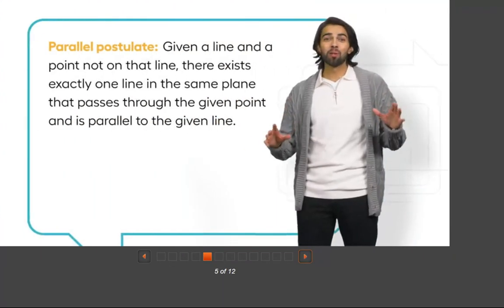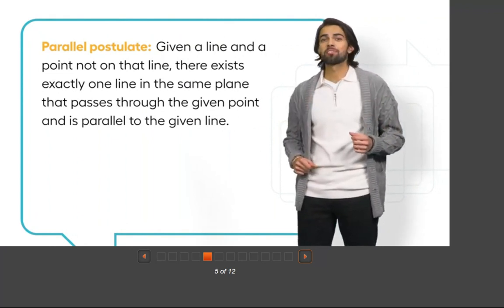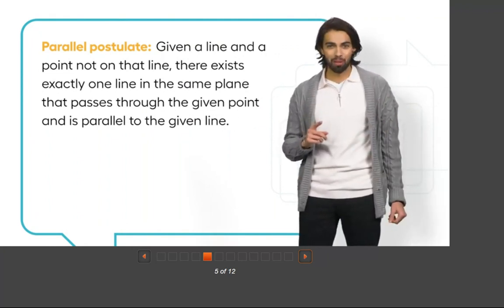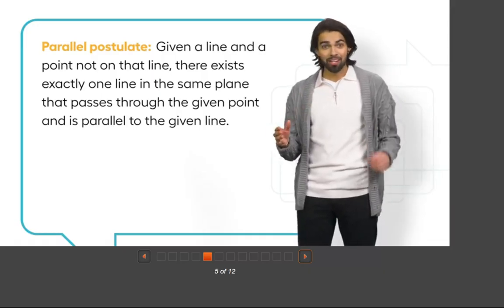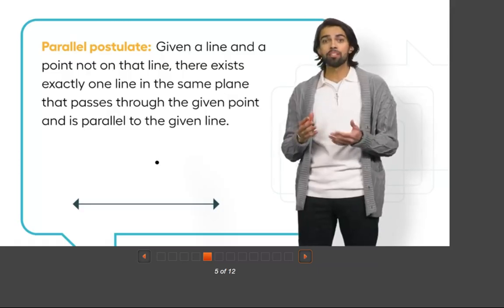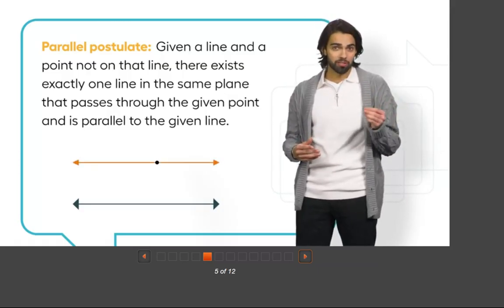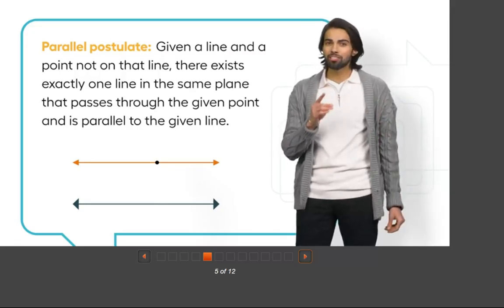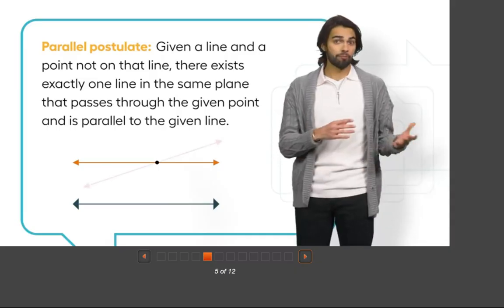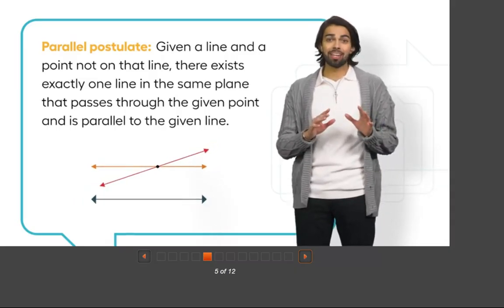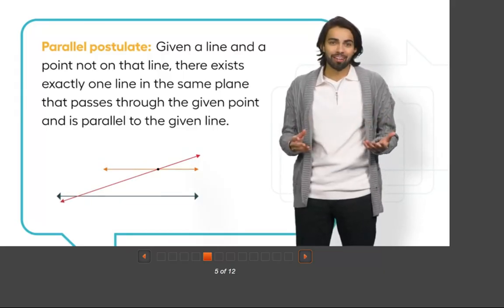All right, the parallel postulate says that given a line and a point not on that line, there exists exactly one line in the same plane that passes through the given point and is parallel to the given line. Here, we have a given line and a point not on that line. A line can be drawn through that point that is parallel to the given line. And the parallel postulate says that there's exactly one such line in the same plane. A different line, even slightly different, cannot be parallel, because eventually it's going to have to intersect the given line.